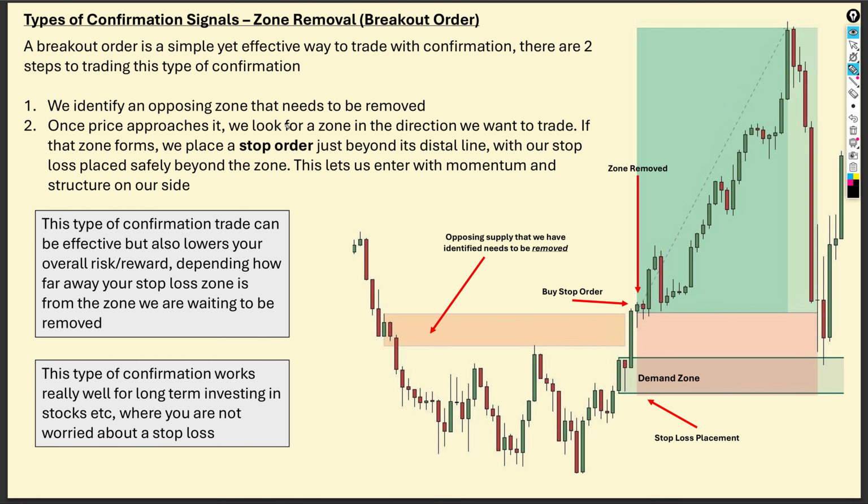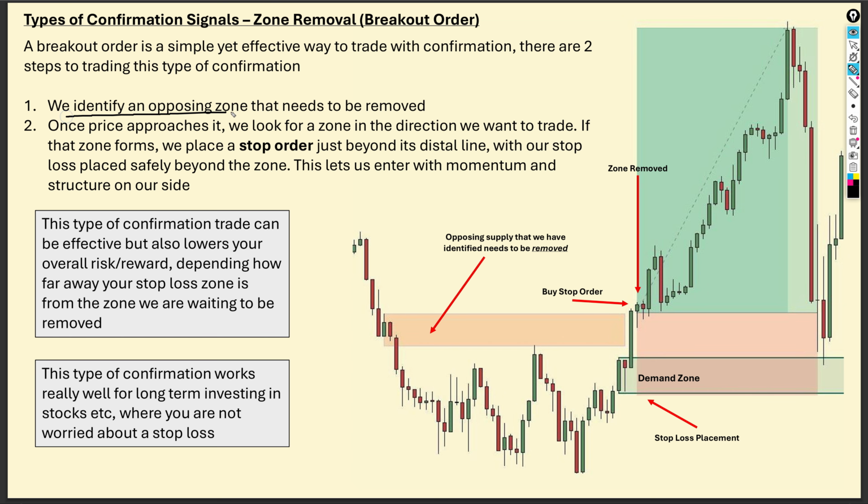Another type of confirmation signal, which really isn't a different signal, it's still the zone removal. This is more of a way to trade the confirmation a little bit differently, and that is what we call a breakout order. But again, we are still waiting for a zone to be removed. It's a simple yet effective way to trade confirmation, and there are two steps to trade this confirmation.